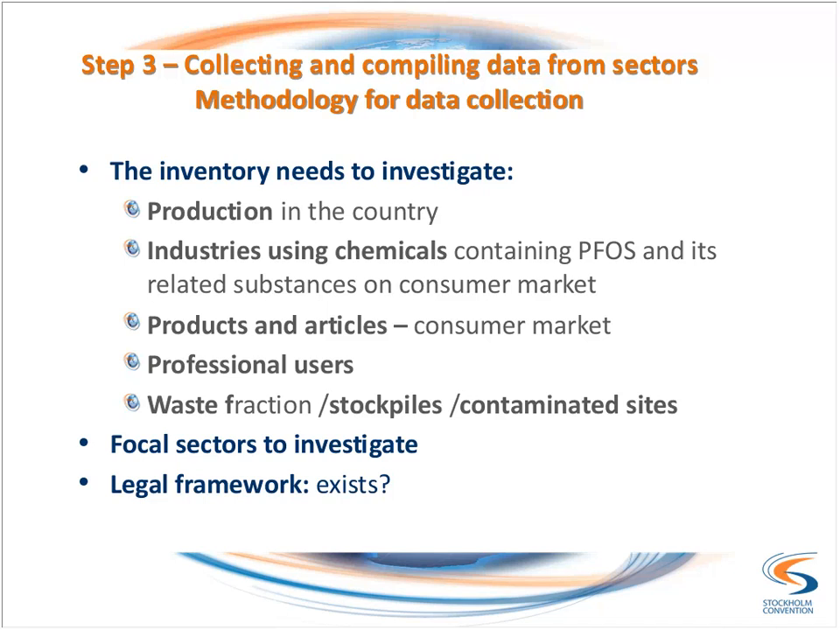The third thing that you need to really investigate is the products and articles. As mentioned before, for example, firefighting foams are defined as an acceptable purpose for the convention, and firefighting foams are included in articles. So you have to have a look at them. Professional users as well, as we indicated before, and waste, stockpiles, and contaminated sites are also things that you need to investigate in your inventory.